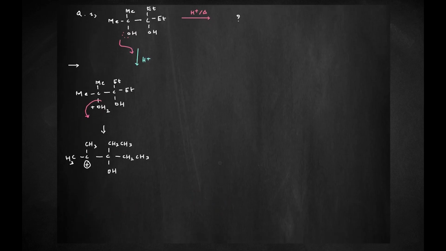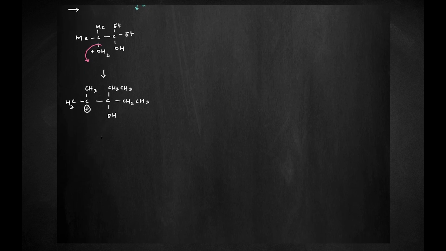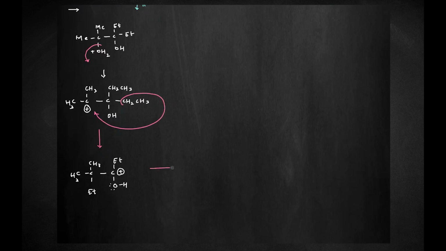Okay, and now in the next step what will happen? There will be migration. Now what will you migrate here? Both are the ethyl group, that means no issues. You can migrate any one. Migrate here, what will you get? This is CH3 methyl, CH3 methyl, this is the migrated ethyl, then this is C, then ethyl, then this is OH, and this is your carbocation.